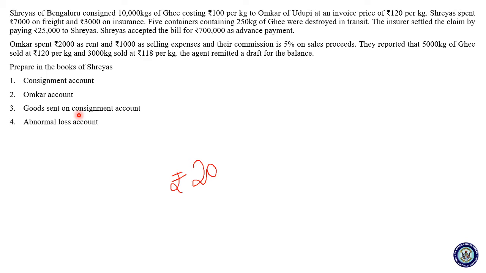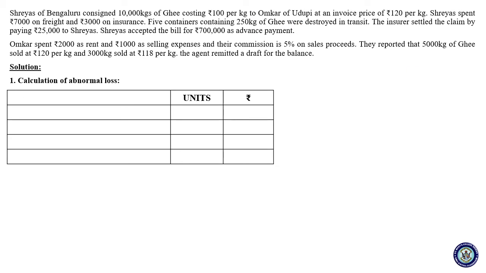If they specifically state which ledger account you have to prepare, then you prepare only that ledger account. Okay, so the first thing that you have to do is calculate the abnormal loss. You know how to calculate the abnormal loss. I will give 2 minutes to calculate it, so do it fast.